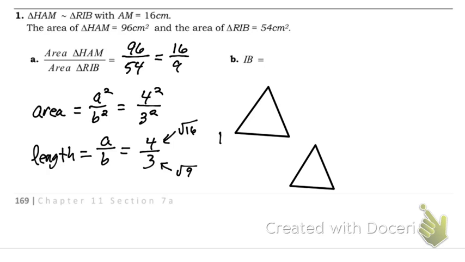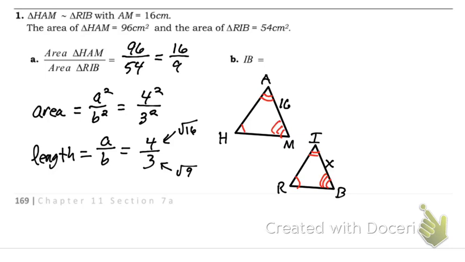So if I'm doing HAM like this, that means I need to start with RIB down here, R, I, B. And knowing that angle H is the same as angle R, angle A is the same as I, and B is the same as M. All right, they gave me one little bit of fact. They gave me that AM equals 16, and they're looking for IB. Let's go ahead and call it X. So we're looking for IB.